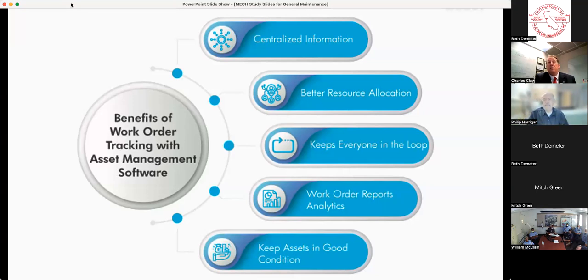So it is a centralization of information, and it also provides better resource allocation. If you have more plumbing calls and fewer carpenter calls, you may need more of a plumber than a carpenter. At the same time, it helps your allocation of workload. It keeps everyone in the loop and provides information throughout. The work order system is also a great report and analysis tool, like I mentioned earlier. And it keeps assets in good condition, meaning that it's not forgotten, it's put there.